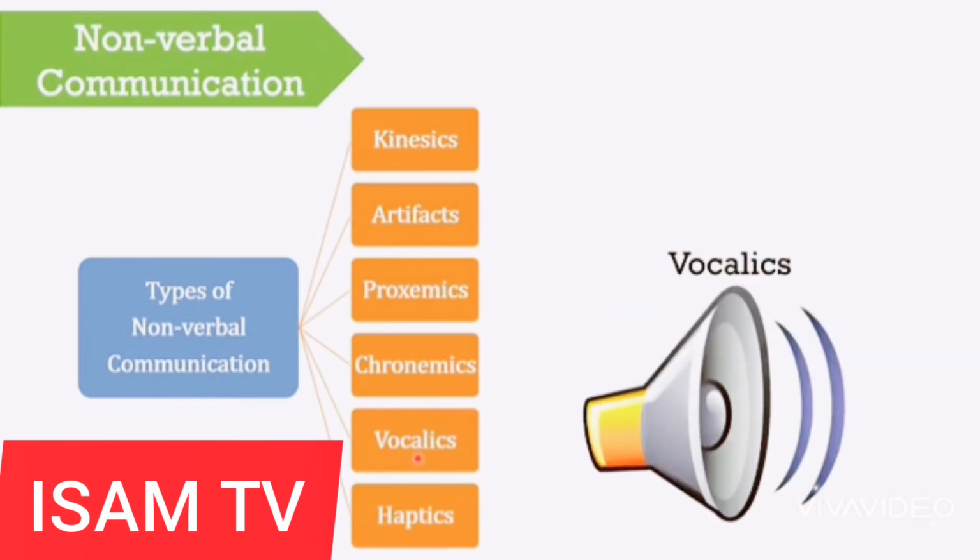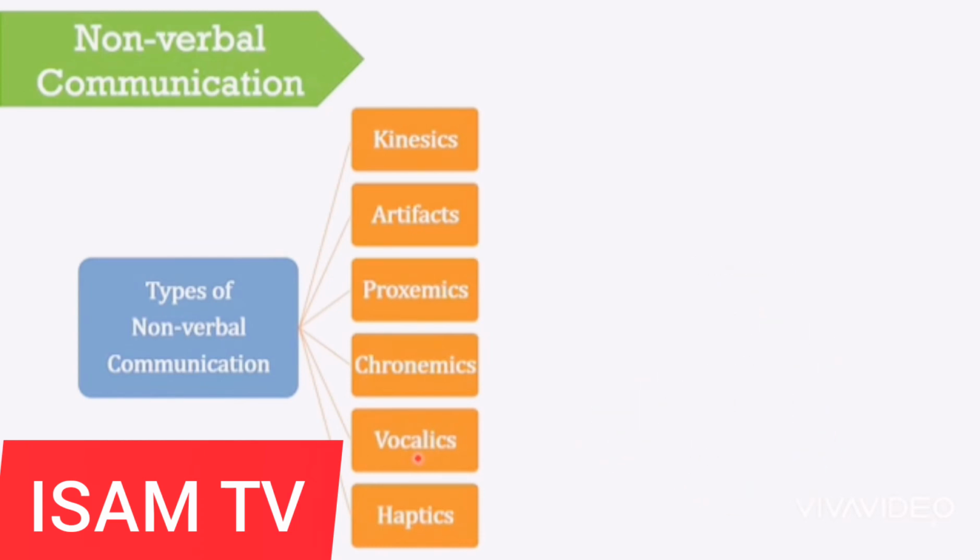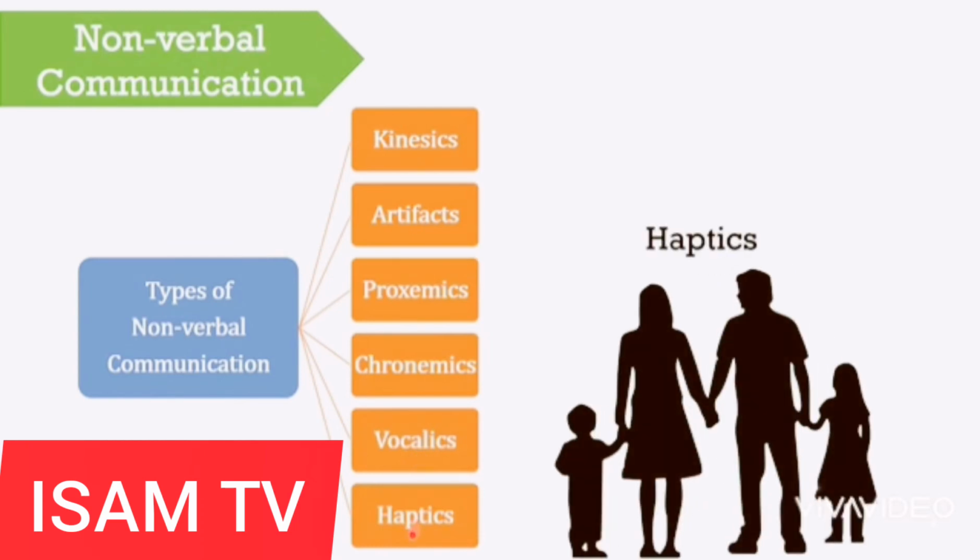Vocalics. The volume, tone of voice, and pitch used by the sender to transmit information is called vocalics. Haptics. The use of touch in communication to express emotions and feelings is called haptics.